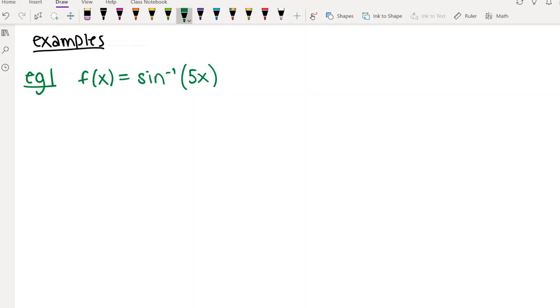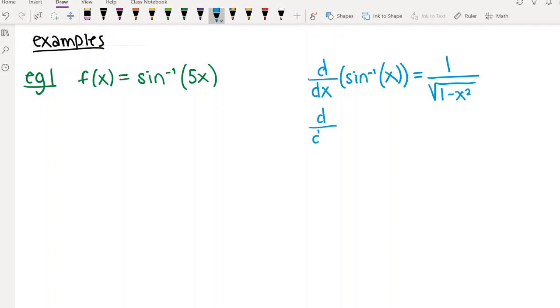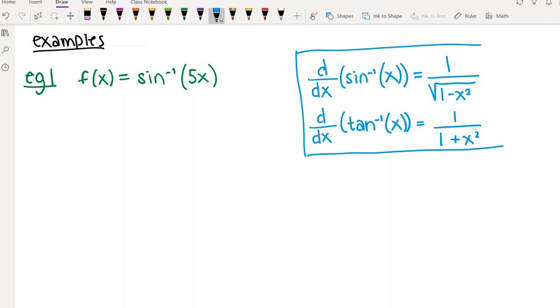Let me write down the two rules that we found on the other page here, since you probably don't already have them memorized. We found that the derivative of inverse sine was 1 over the square root of 1 minus x squared. And we found that the derivative of inverse tangent is 1 over 1 plus x squared. So we can refer to these as needed.